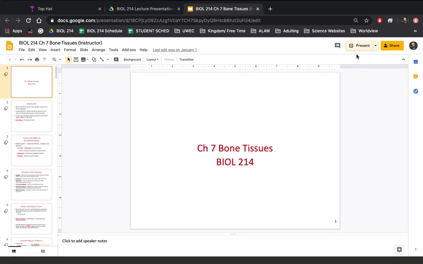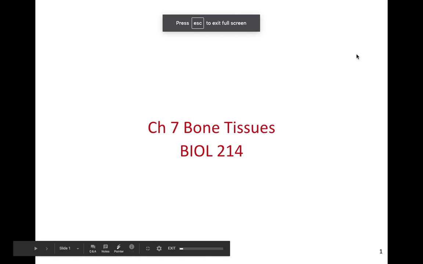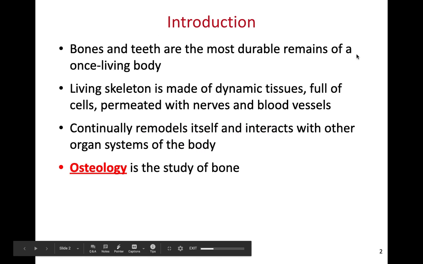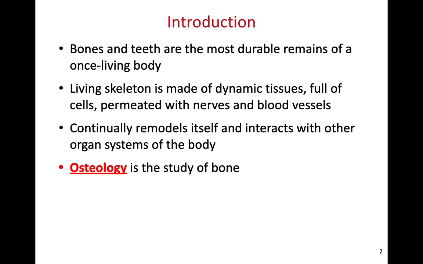All right, so let's talk about Chapter 7 material. As we look at the skeletal system, the root words you're going to see over and over again is oste or osteo, a root word that means bone. And as we look at the bones of our body, our teeth and bones are super durable. They're the hardest part to get rid of. Our skeleton, living skeleton, is very dynamic. It's constantly remodeling itself over the course of our lifetime.